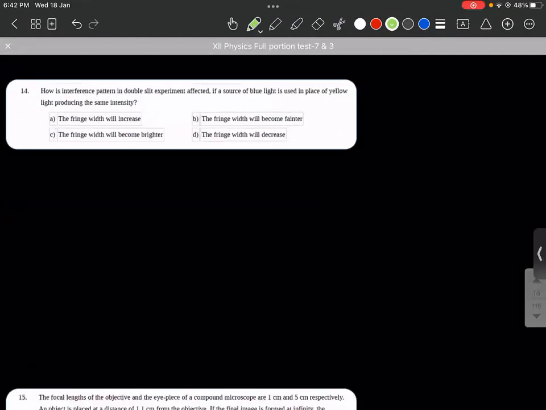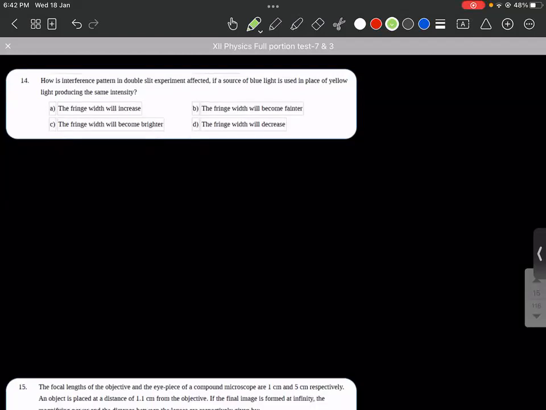How is the interference pattern in the double slit experiment affected if the source of blue light is used in place of yellow light producing the same intensity? Answer. So fringe width beta will decrease. So beta is equal to lambda into capital D divided by small d. So what happens to the wavelength? It decreases, sir. So what should happen to the fringe width? That should also decrease.